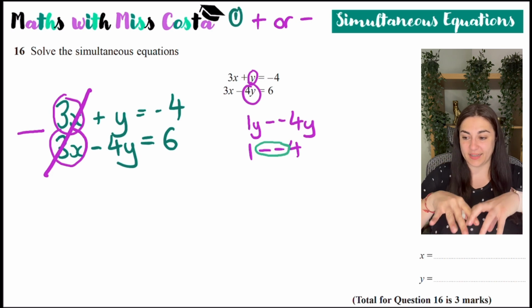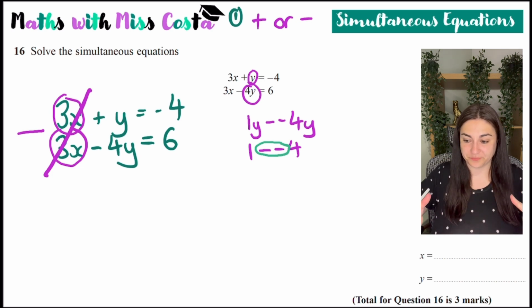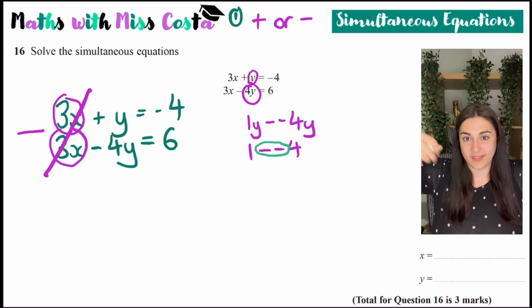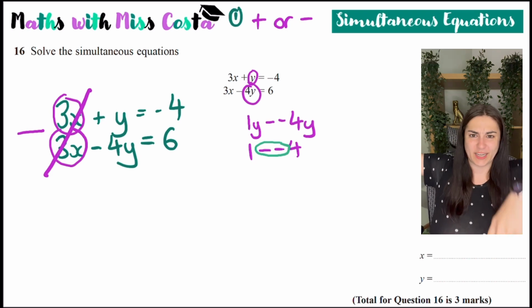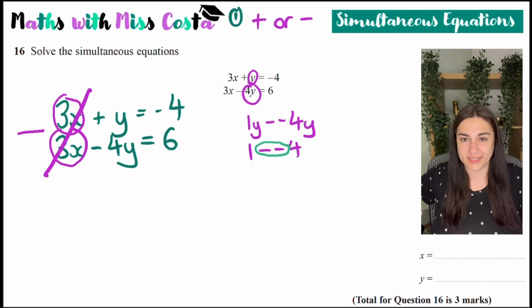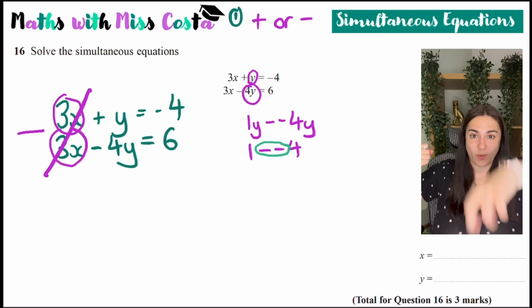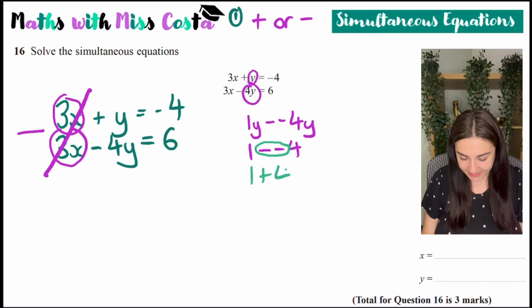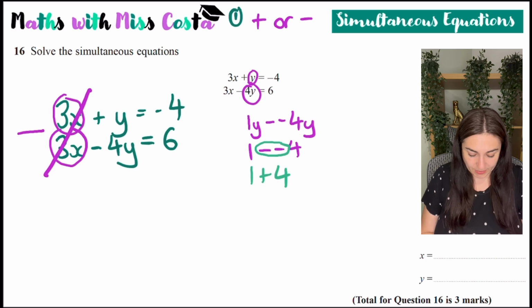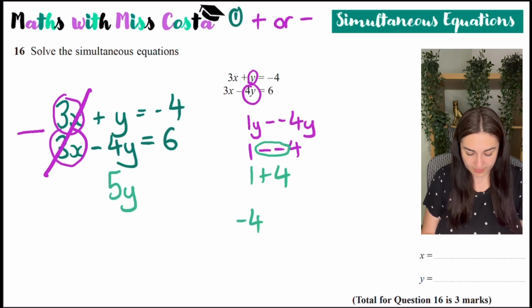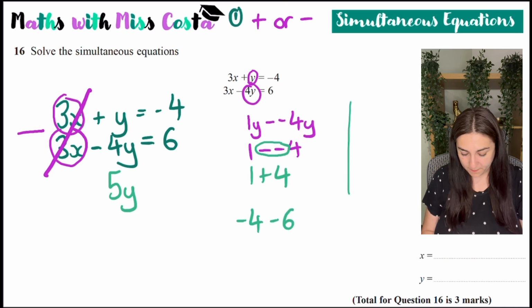Like if you think about it, you've got this large bucket of ice to cool your drinks down, but you take away the negative ice cubes, okay? So the more ice cubes you take away, the warmer it's gonna get. So when you take away a negative, it's the same as adding. So that would become 1 plus 4. So 1y plus 4y would be 5y. And then minus 4 minus 6.